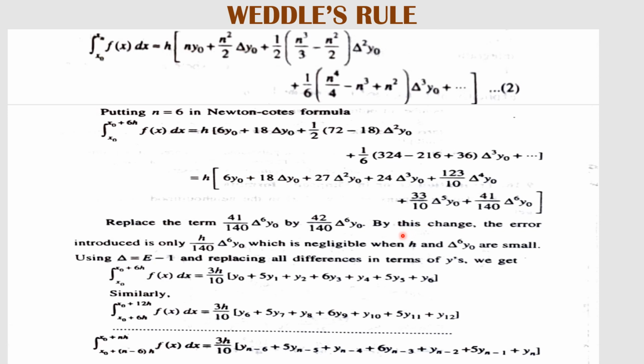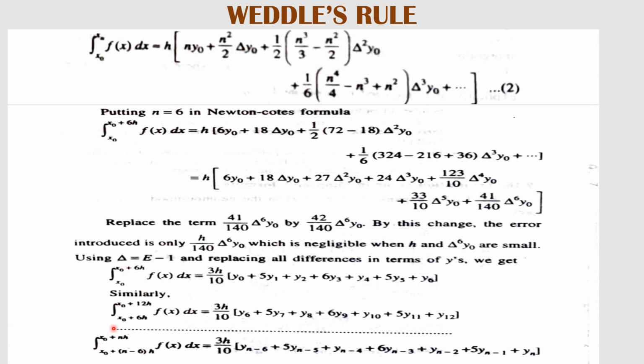And then by this change, the error introduced is only h by 140 del power 6 y0, which is negligible, and h and del power 6 y0 are small. As usual, del is replaced by e minus 1. And replacing all differences in terms of y's, we get integral x0 to x0 plus 6h f of x dx will be 3h by 10 times y0 plus 5y1 plus y2 plus 6y3 plus y4 plus 5y5 plus y6.